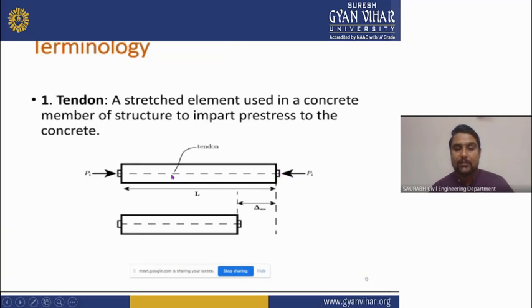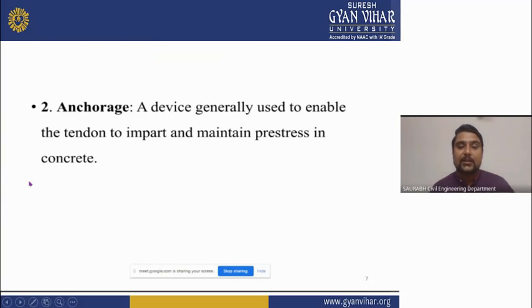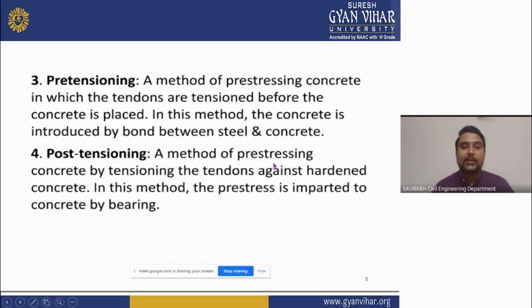Now, as you can see, this is your tendon, and this will be your P and this will be P. First, you have to apply the tendon in the middle of this section, and then it will be elongated by delta ES. And the anchorage is a device generally used to enable the tendon to impart and maintain pre-stress in the concrete.